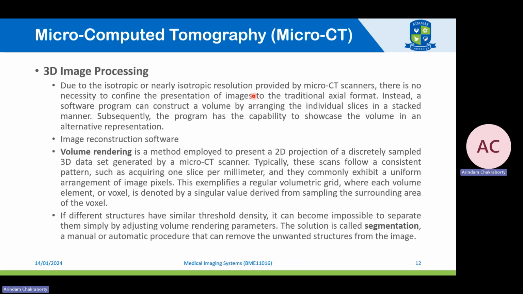So the solution, the process through which this separation can be performed, is known as segmentation, which is again a very important tool to separate out different images in micro-CT. This segmentation can be manual or automatic, and it can be used to remove unwanted structures or to separate out common structures having common threshold densities.